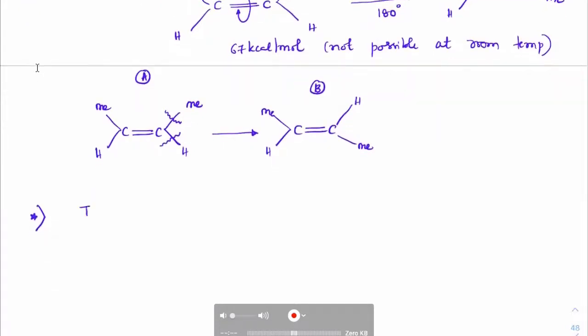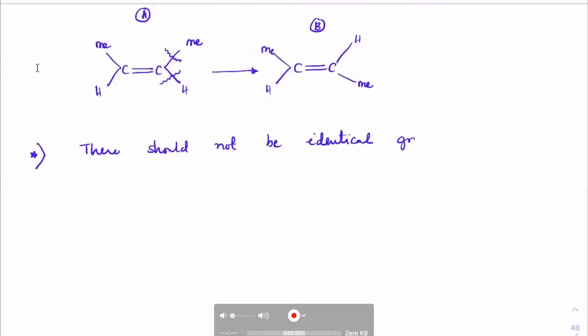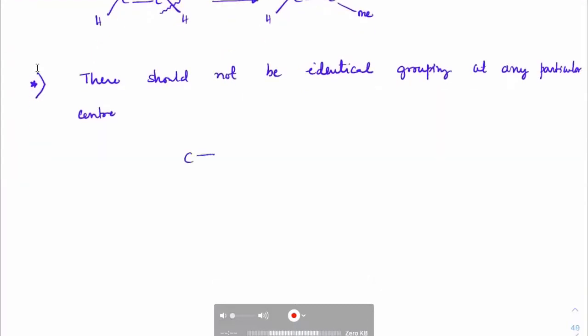Okay, so therefore there should not be identical grouping at any particular center. Which means, suppose you have C double bond C here, and let's say you have hydrogen and chlorine on this side, and two hydrogens here. Now, what we are thinking is, okay, maybe I'll break the bond and make the bond. But here, if you check, even without breaking the bond, suppose you rotate, or just break these two bonds and make it in the same position, hydrogen, chlorine, and hydrogen and chlorine.